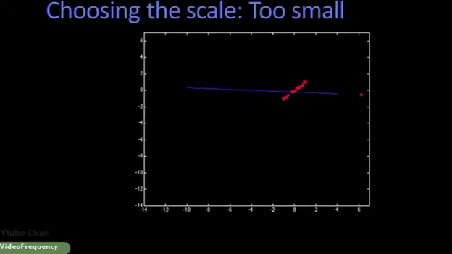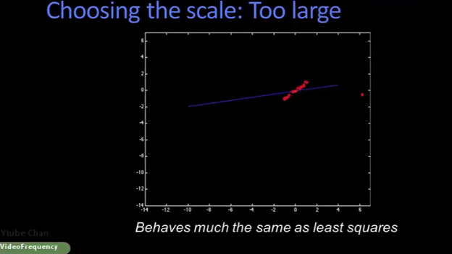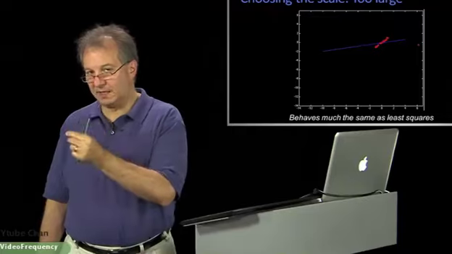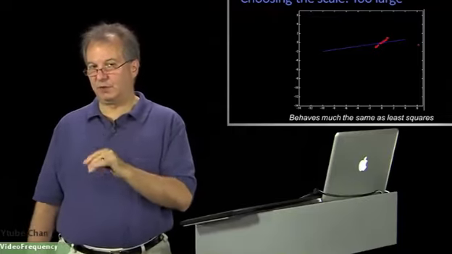If I set the scale too small, I get this weird line. Basically what's happened is every point is giving it a constant error, and it's just going somewhere near all of the points. And also, if I set my scale too large, remember, if sigma squared is too big, then it's just like regular least squares. So I get the wrong solution again. So these robust estimators are powerful, but not only do you have to make an explicit choice of scale, it's pretty sensitive to your choice of scale.